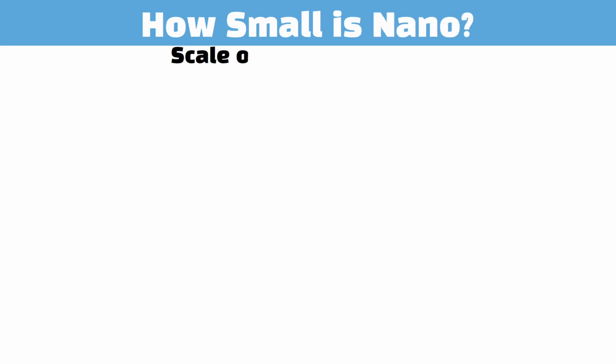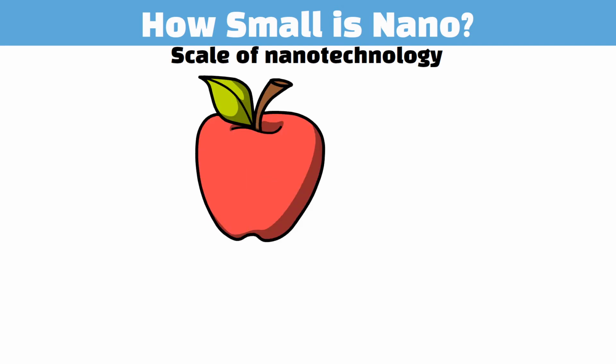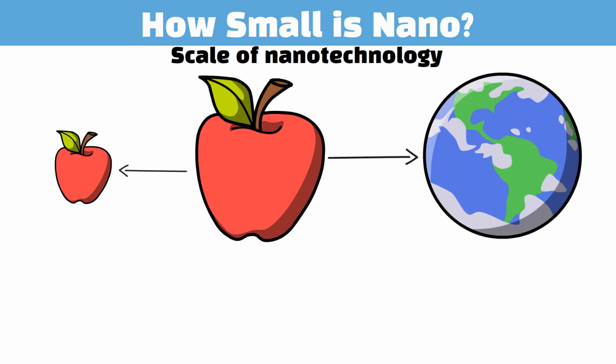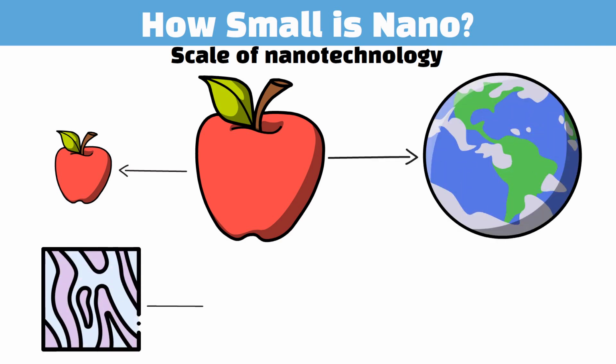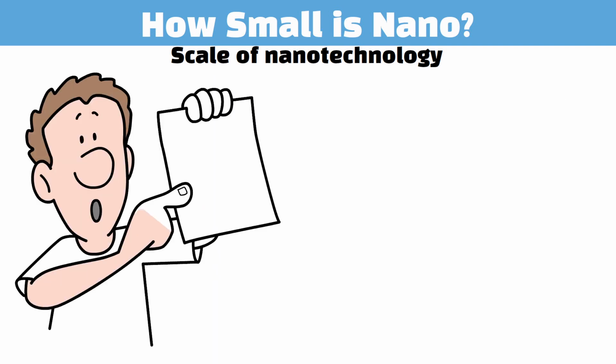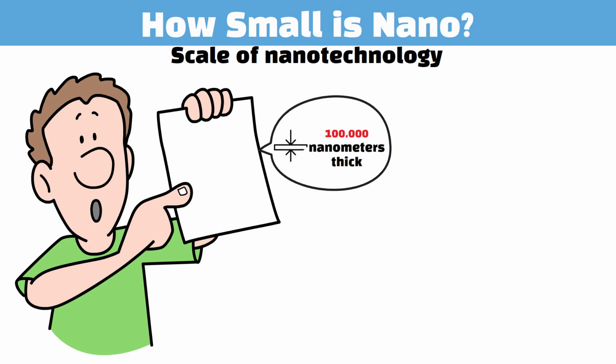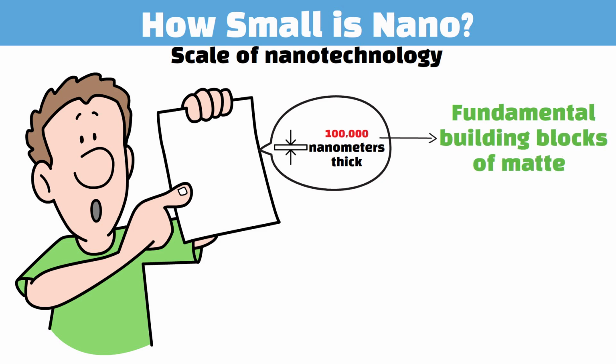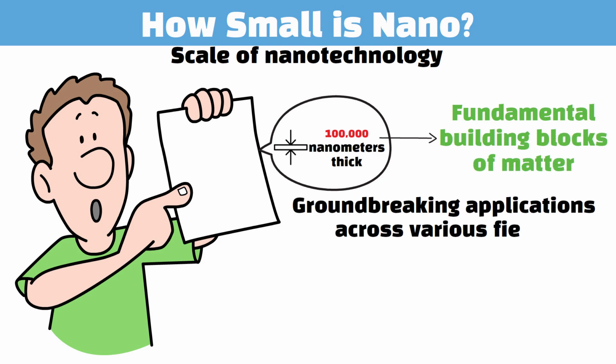How small is nano? To truly grasp the scale of nanotechnology, let's compare it to everyday objects. Imagine an apple shrinking down to the size of a nanometer. In that case, the original apple would be about the size of the Earth. If a marble were a nanometer, then 1 meter would be the size of the Earth. To put it another way, a sheet of paper is about 100,000 nanometers thick. This extreme smallness allows nanotechnology to interact with the fundamental building blocks of matter, leading to groundbreaking applications across various fields.